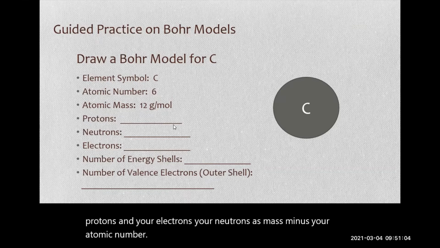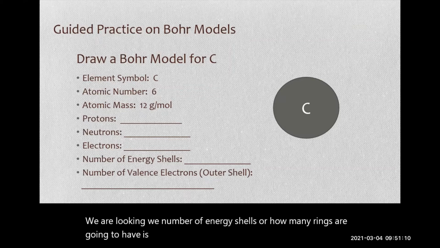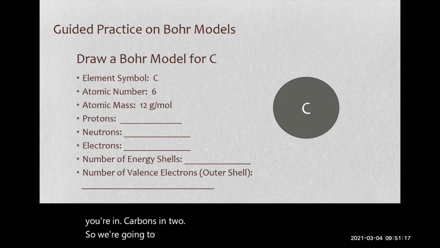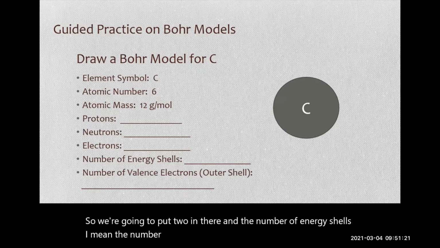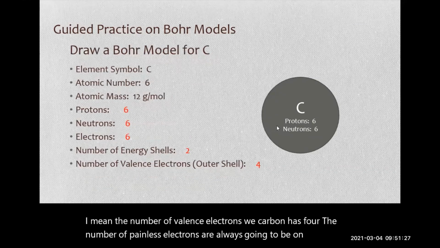The number of energy shells, or how many rings you're going to have, is really the row number you're in, or the period you're in. Carbon's in 2, so we're going to put 2 in there for the number of energy shells. For the number of valence electrons, we know carbon has 4. The valence electrons are always going to be on that outermost shell.